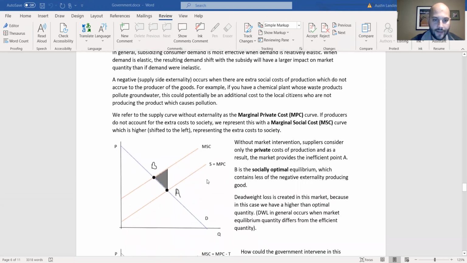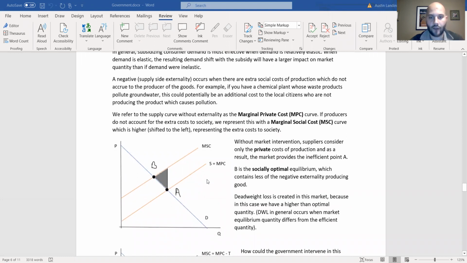We could have a negative or supply side externality when there are extra social costs of production which do not accrue to the producer of the goods. So for example, if you have a chemical plant whose waste products pollute groundwater, this could be an additional cost to the local citizens who are not producing the product which causes pollution. Right, so we refer in this case to the supply curve without the externality as the marginal private costs. And then we have some additional social costs from production, which in this case are polluting the groundwater.